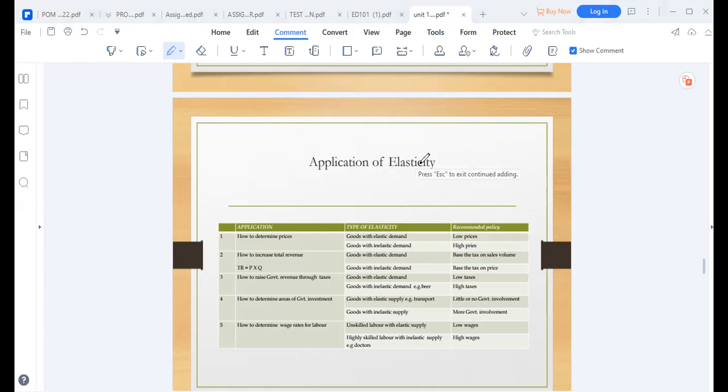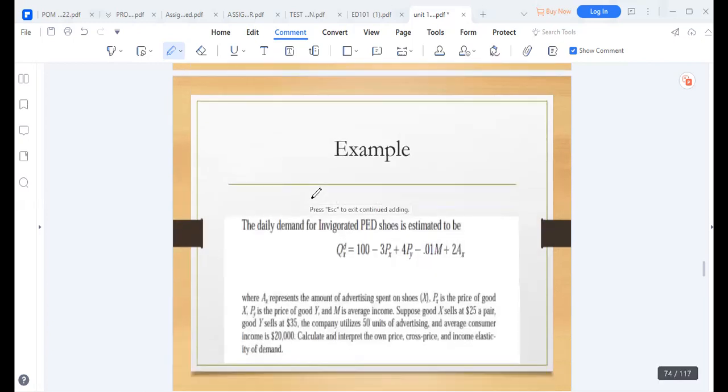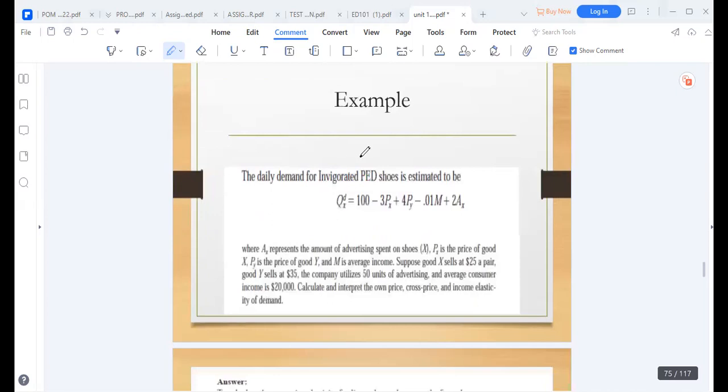Where there is a high skill level with inelastic supply, for instance doctors, government will look at a high wages policy. So this is where the application of elasticity comes in. Now we'll look at this multilinear equation. So elasticity can be calculated using the following.